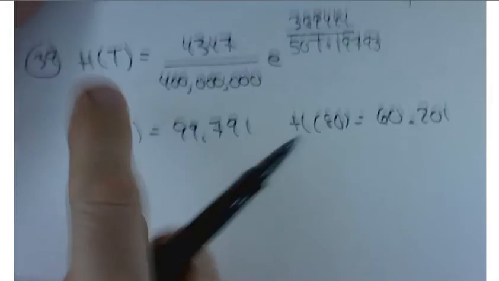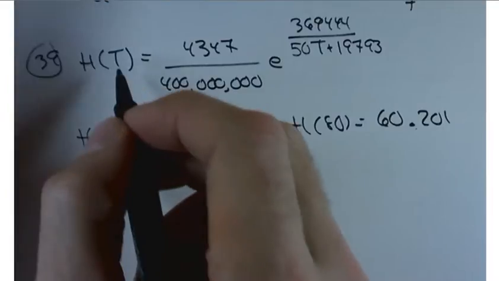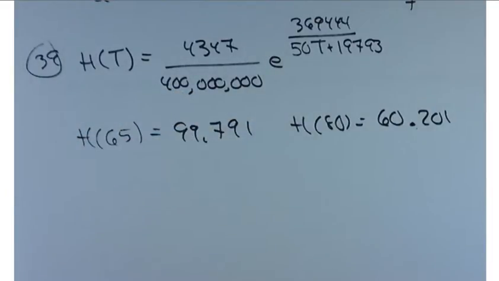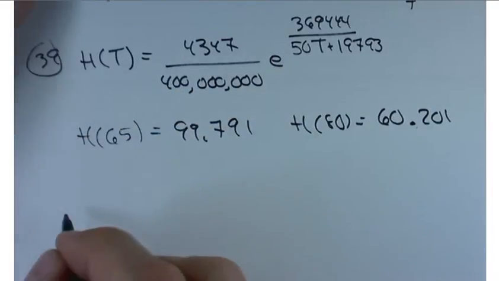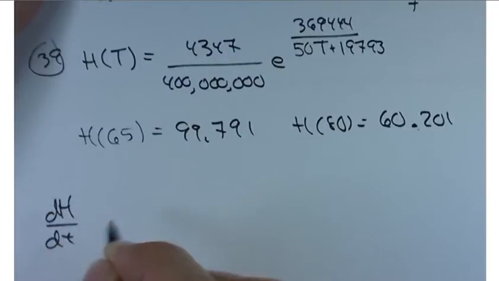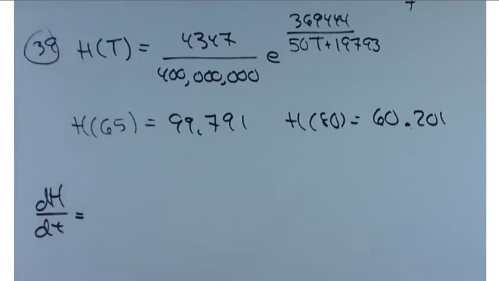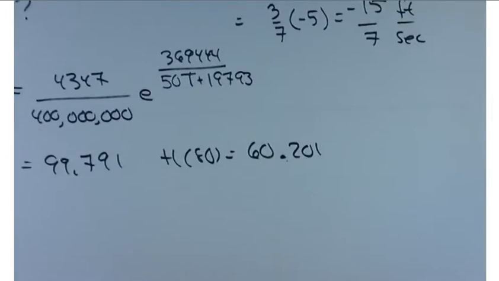All right. Let's work on the derivative. We're going to differentiate this with respect to little t. Big T is temperature, little t is time. All right, so we'll call it dH by dt equals. Now let's think about this as far as the derivative is concerned.